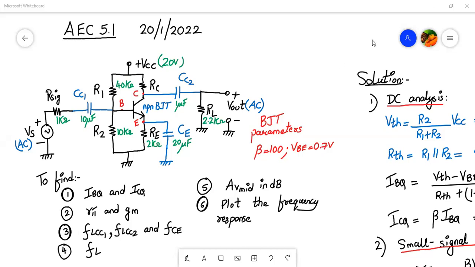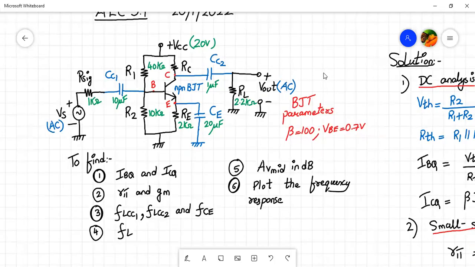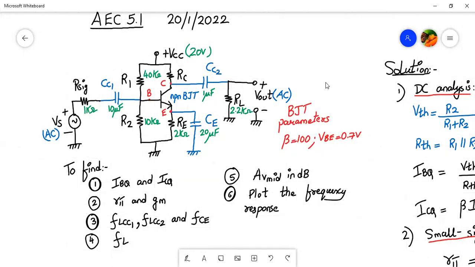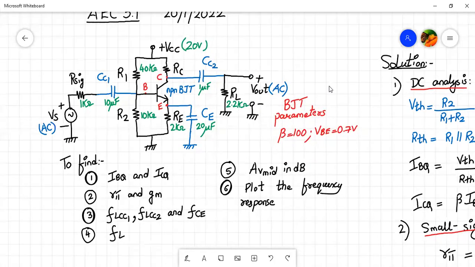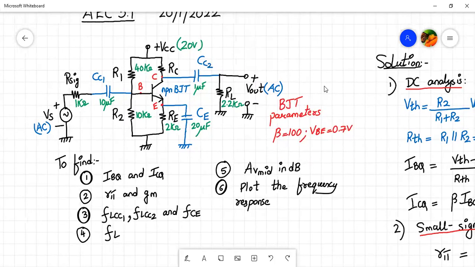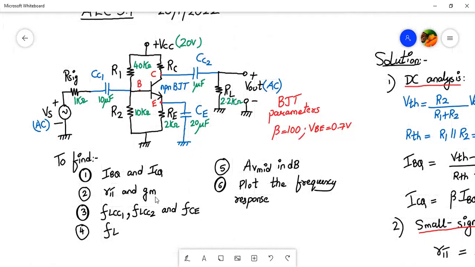So we will continue on the last topic, whatever we have discussed. So let's start. So last time we started with the numerical wherein we have to find the DC parameters, IBQ and ICQ, small signal parameters, GM and RPI, and cutoff frequency due to external capacitors. So there are three external capacitors, CC1, CC2 and CE. Then the overall cutoff frequency, the midband gain in dB, and finally to plot the frequency response.